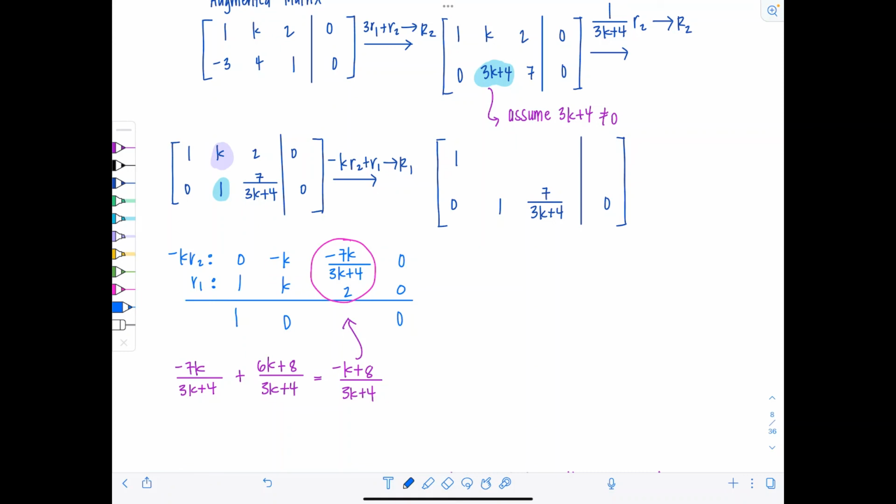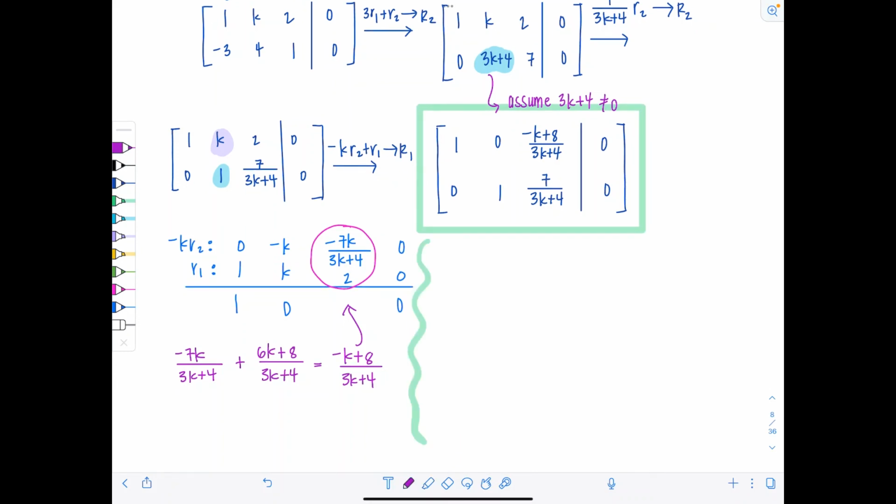Okay, so I have row 1 now, ready to go: 1, 0, negative k plus 8 over 3k plus 4, and 0. Okay, I know it's not the prettiest looking matrix on the street, but here we go. It's in reduced row echelon form. All right, so from here, now that our matrix is in reduced row echelon form, let's go back and write out the system of equations that corresponds with the matrix.